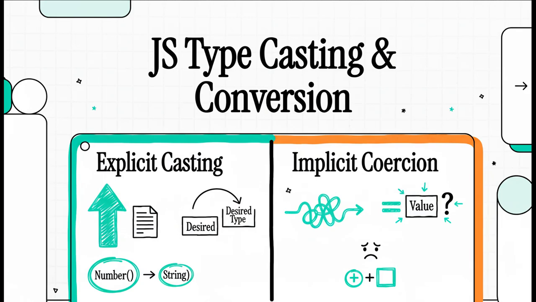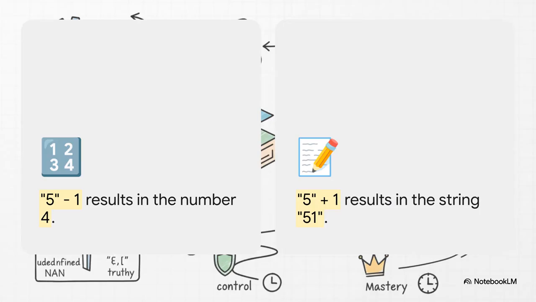Welcome to Developer Roadmaps. So you've seen how we can structure data in JavaScript, but what happens when one of those data types tries to become, well, something else? Let's find out. Okay, so let's just jump right in with a classic JavaScript head-scratcher.